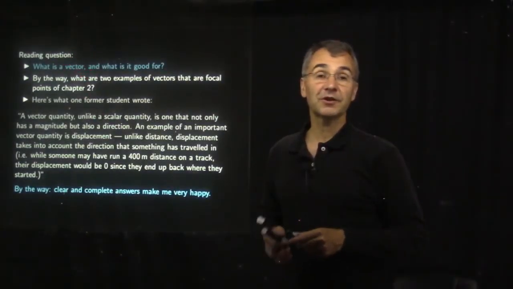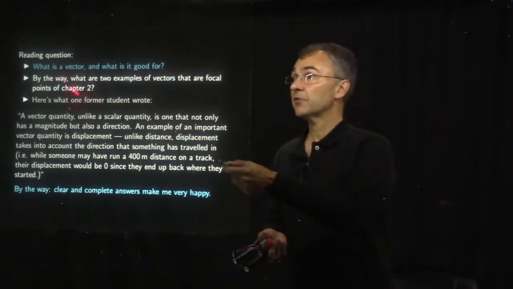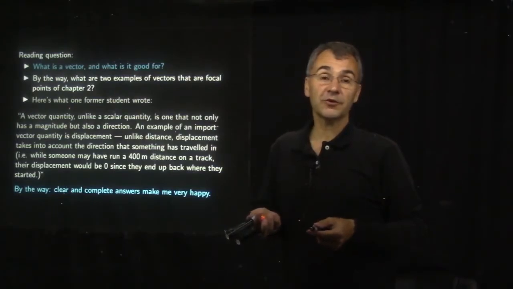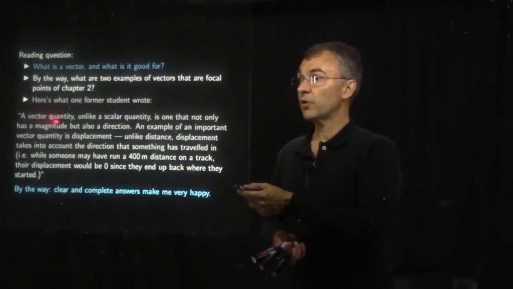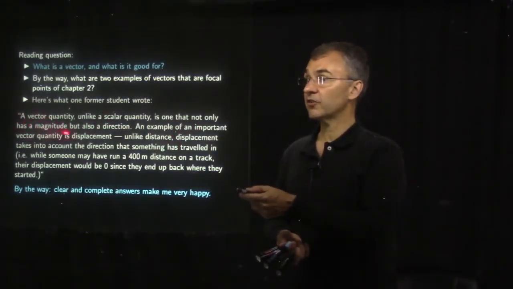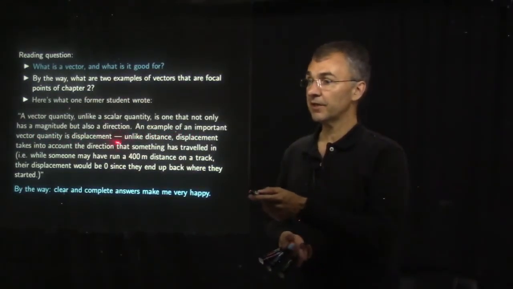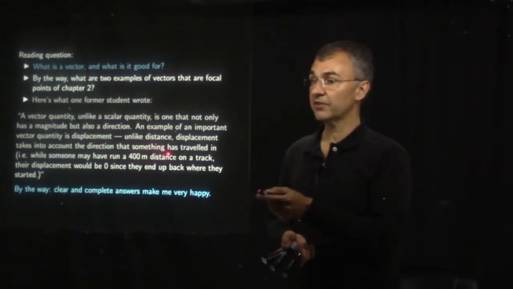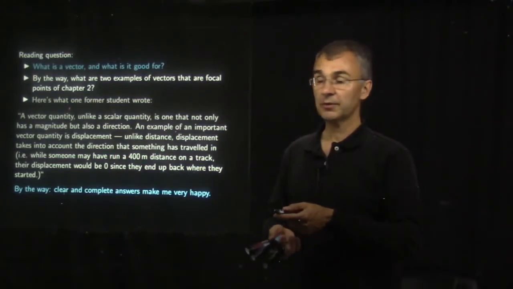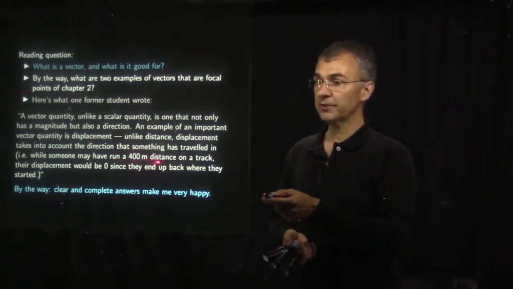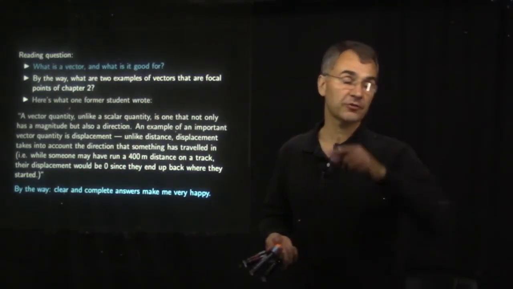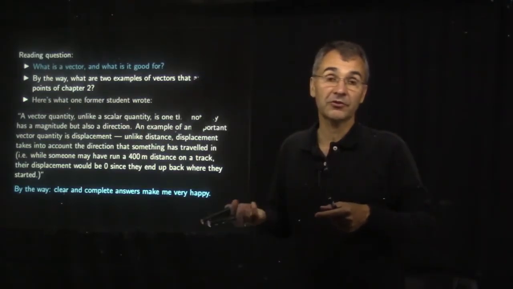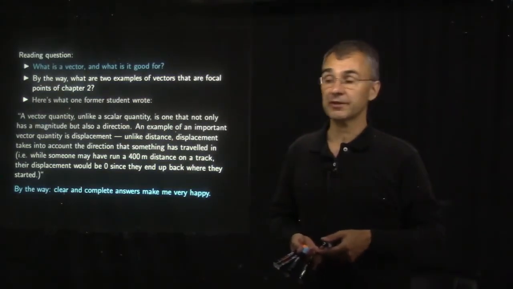Since you've made it this far in the video, here's a hint for a reading question. So what is a vector and what is a vector good for? Well, here's what a student who took the course several years ago said. They said, a vector quantity, unlike a scalar quantity, is one that not only has a magnitude but also a direction. An example of an important vector quantity is displacement. Unlike distance, displacement takes into account the direction that something has traveled. In other words, while someone might have run a 400-meter distance on a track, their displacement could be 0 since they might end up back where they started. So if you end up back where you started, your displacement is 0 even though your distance traveled might be 400 meters that you ran around the track.